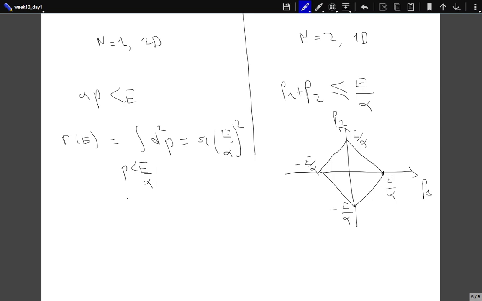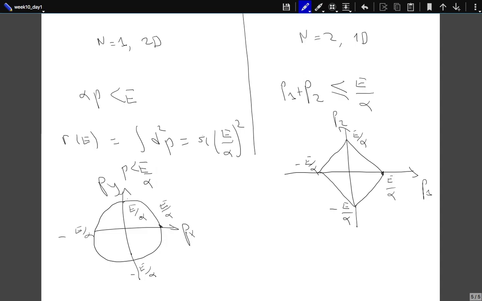Here on the other hand, in this case, well, there's no p_x and p_y. It is a sphere. This point is E over alpha. Minus E over alpha. This is minus E over alpha. This is E over alpha. This is basically the main difference.